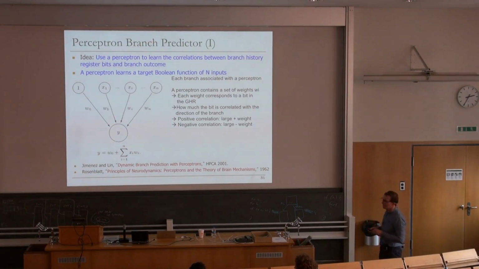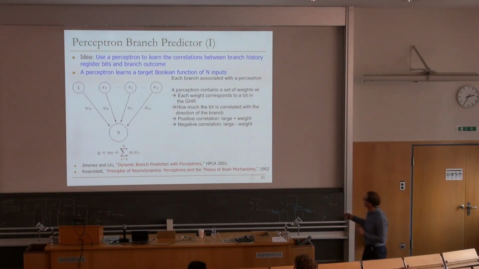And let's go through this relatively quickly. Each branch is associated with a perceptron. So you have a perceptron with the weight bits over here. Each perceptron contains a set of weights, wi over here, plus the bias. Each weight corresponds to a bit in the GHR, just like we said. The weights encode how much the bit is correlated with the direction of the branch. Positive correlation leads to a large positive weight over time, and negative correlation leads to a large negative weight.